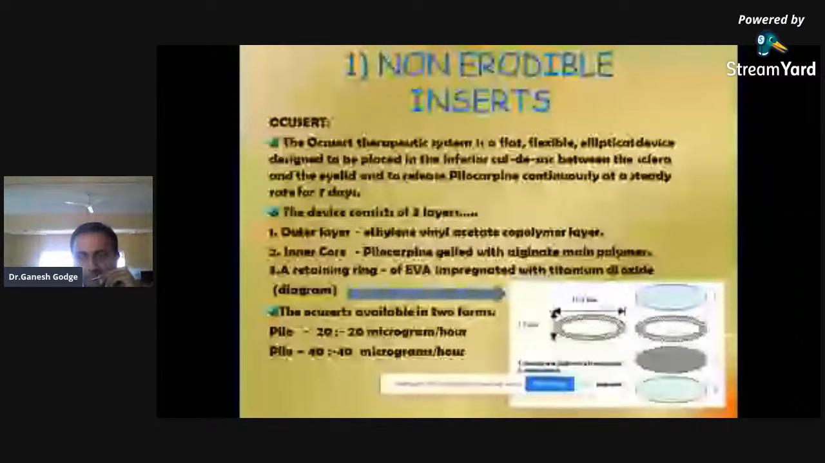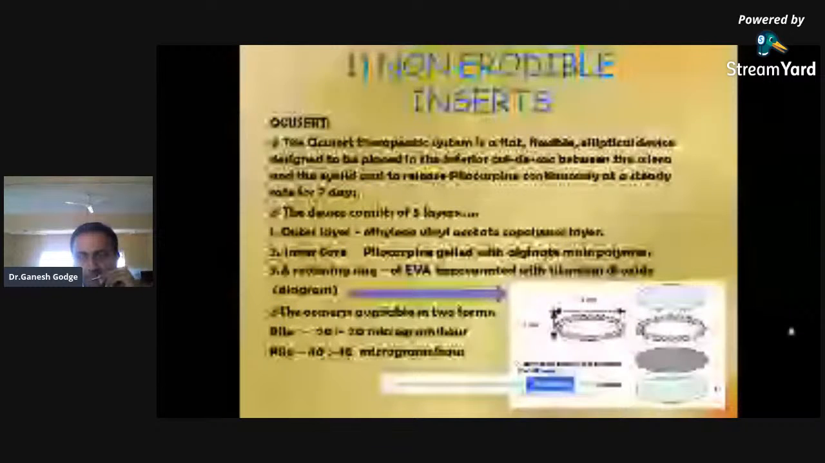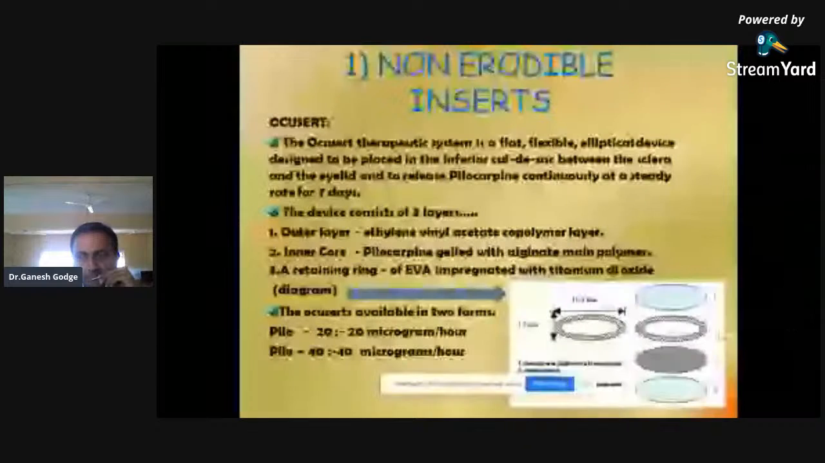That ring is made of EVA impregnated with titanium dioxide. EVA is ethylene vinyl acetate, impregnated with titanium dioxide. The Ocusert is available in two forms, Pilo 20 and Pilo 40. The difference is that Pilo 20 releases 20 micrograms per hour, and Pilo 40 is going to release not less than 40 micrograms per hour of drug.